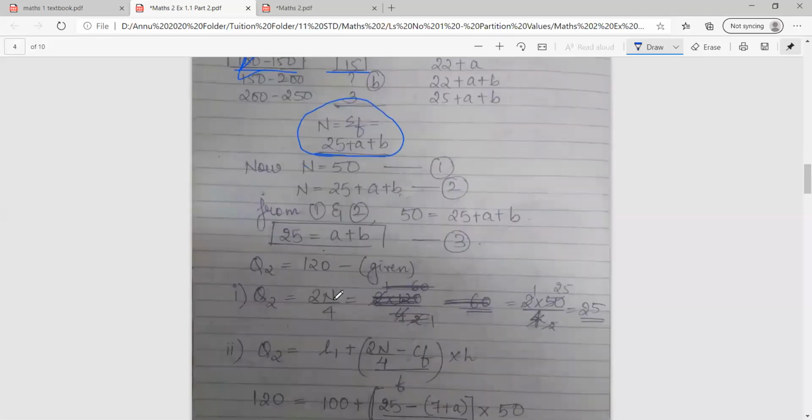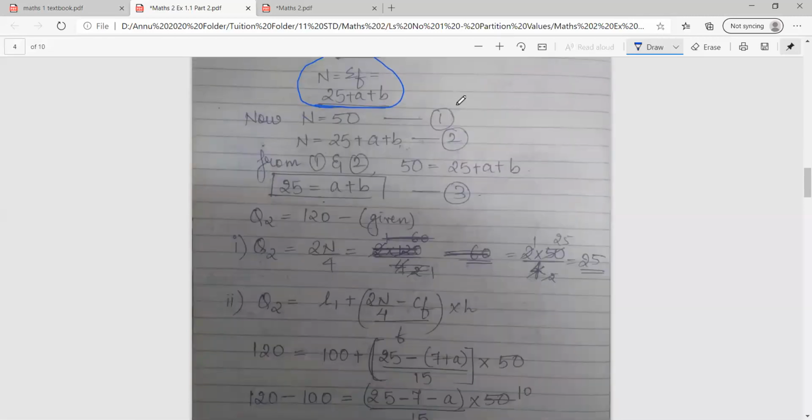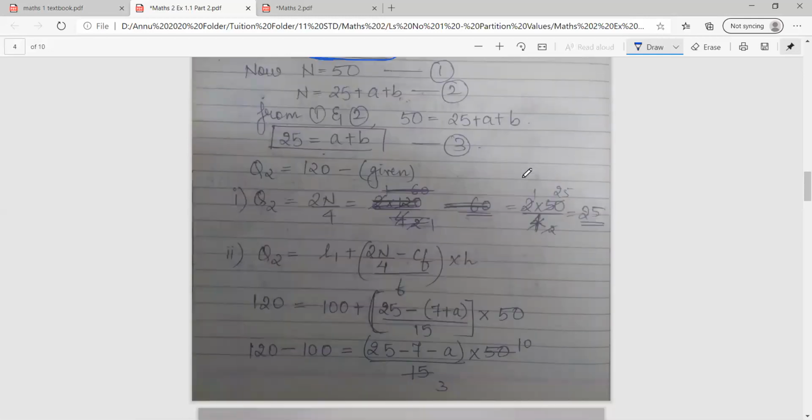So now what we are going to do is, n is 50 which was given to us, point number 1. We got another n as 25 plus A plus B, point number 2. So from 1 and 2, can I say both the values of n are equal? 50 is equal to 25 plus A plus B. So A plus B is nothing but equal to 25, equation number 3.